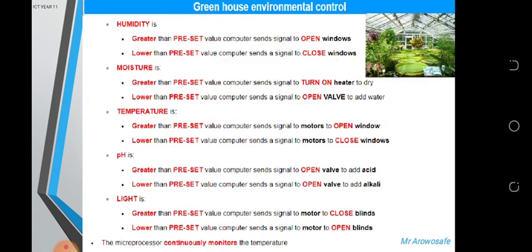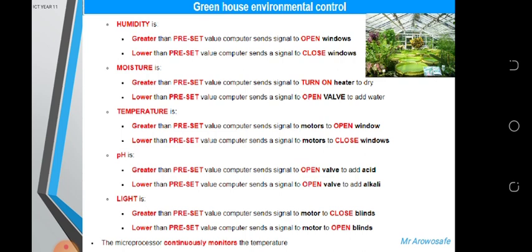So now this slide is all about how a microprocessor can control greenhouse environmental control using all the listed sensors to read the data. The first one is humidity. If humidity is greater than the preset value, the computer sends a signal to open windows.